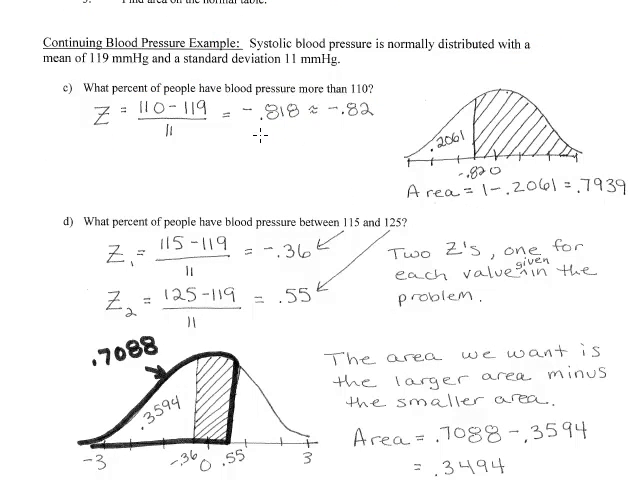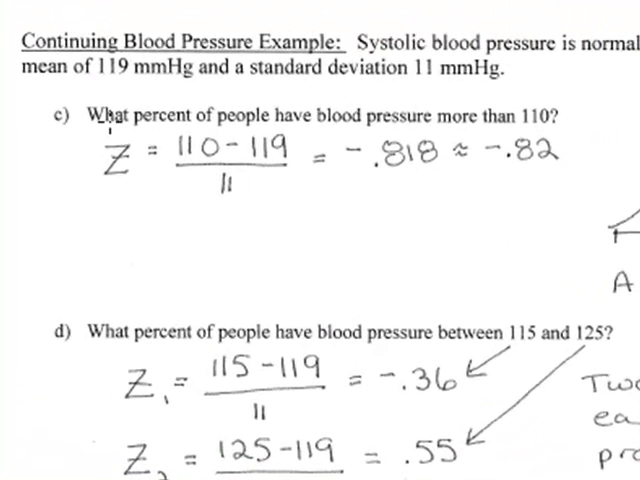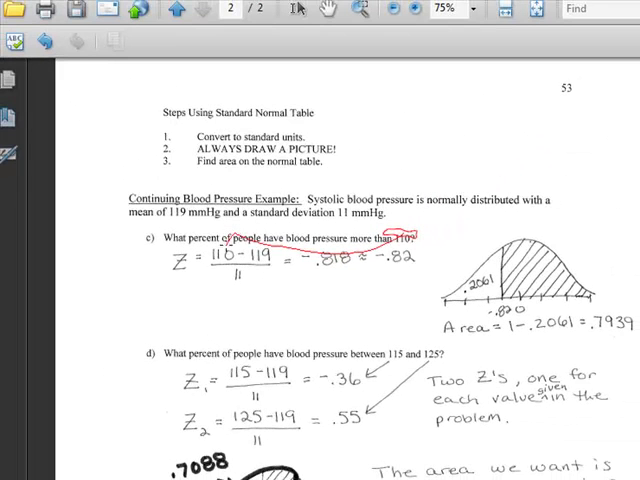Okay. In part C, we have another similar problem where we haven't just done the opposite problem. Part C says, what percent of people have blood pressure more than 110? So now 110 is what I'm going to convert to standard units. Stick that in for x. And so 110 minus 119 divided by 11 is negative 0.818, which rounds to negative 0.82.